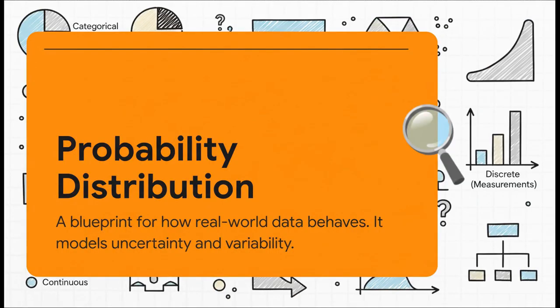The best way to think about it is like a blueprint. Yeah, a blueprint for your data. It's a mathematical shape that helps describe the pattern you're seeing. It's how we model all the uncertainty and the variability, giving us a solid foundation we can use to make real predictions and smart decisions.